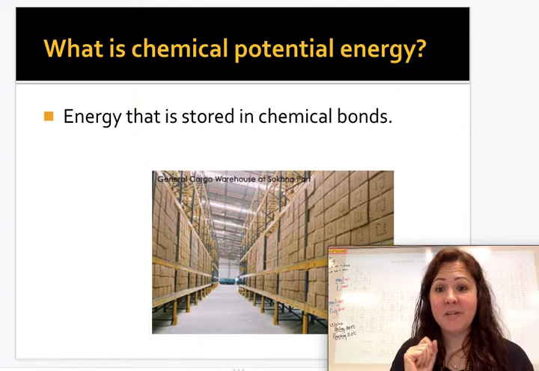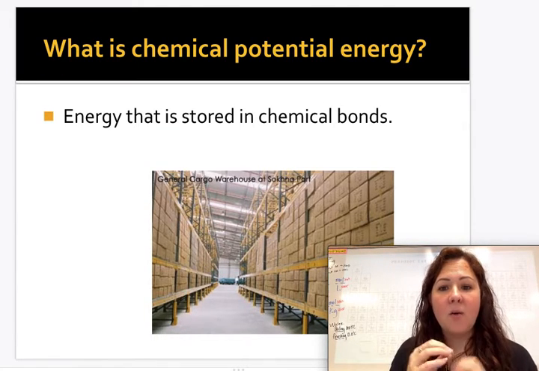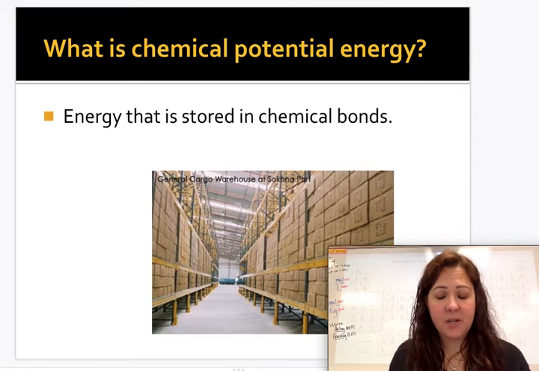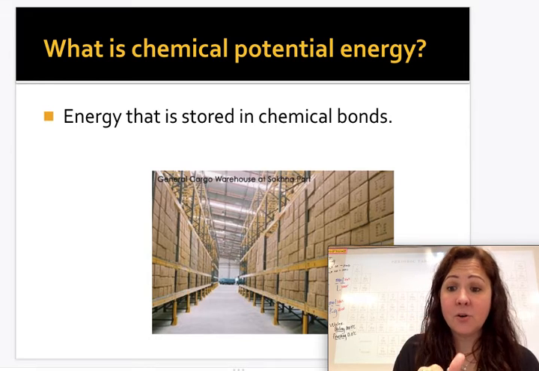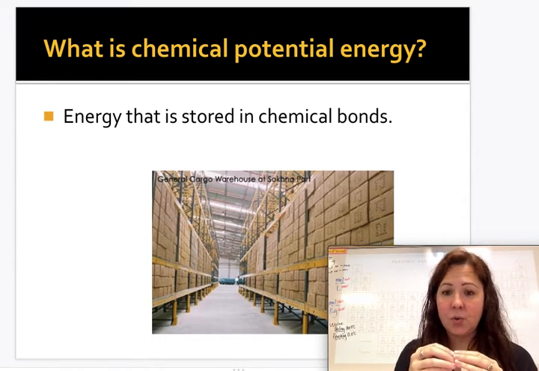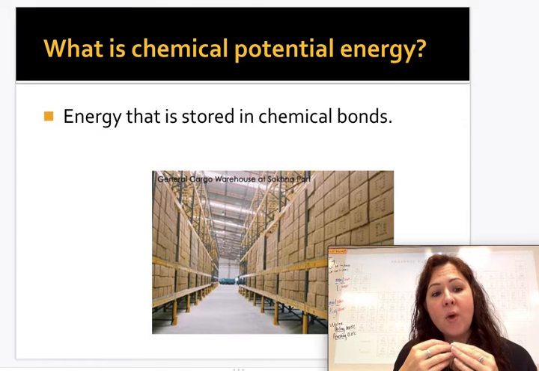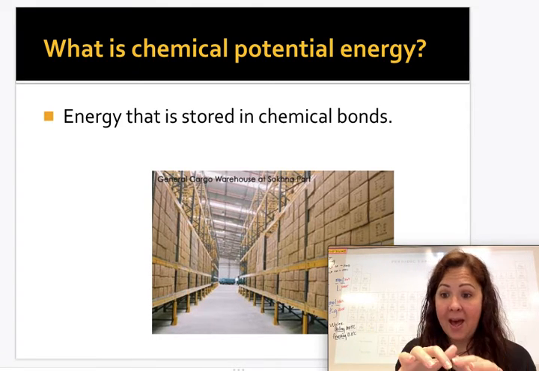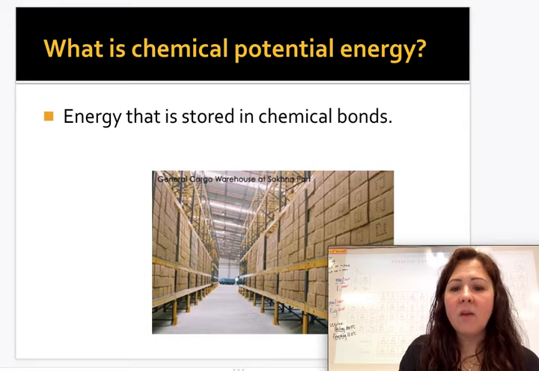Now, we're back to this potential energy again. Potential energy is just the energy that's stored in chemical bonds. So it takes energy to break chemical bonds, but then you also have energy that gets stored inside of them. So when we need to break a bond, we add energy to the system.